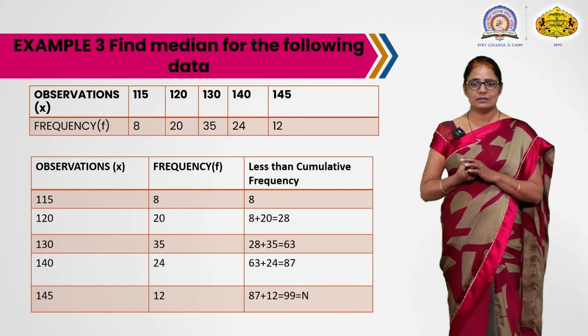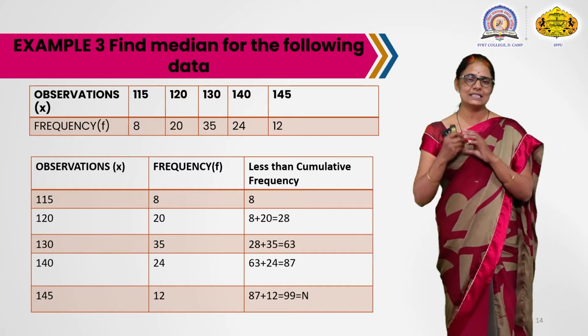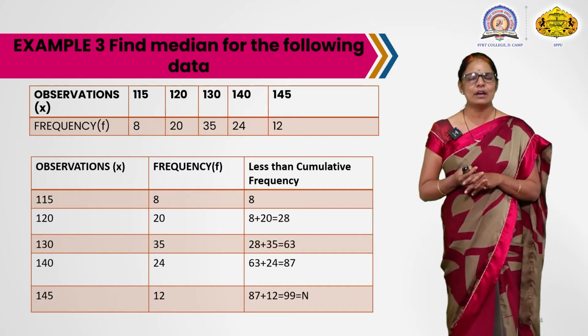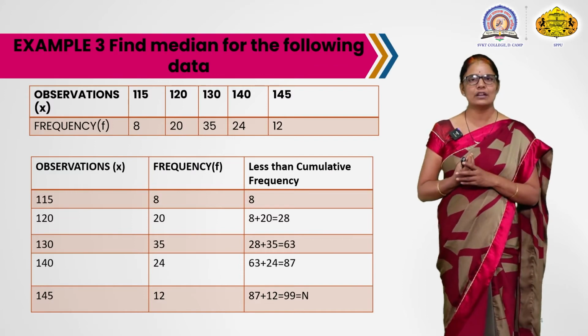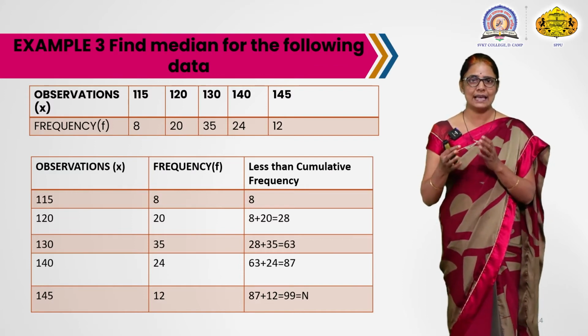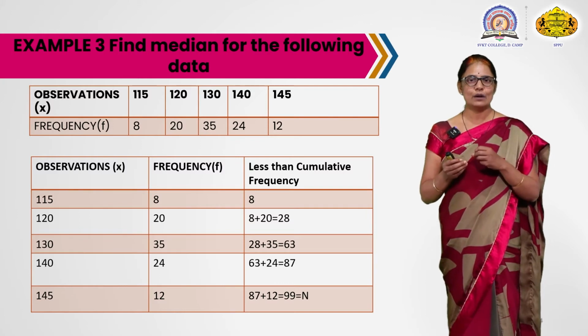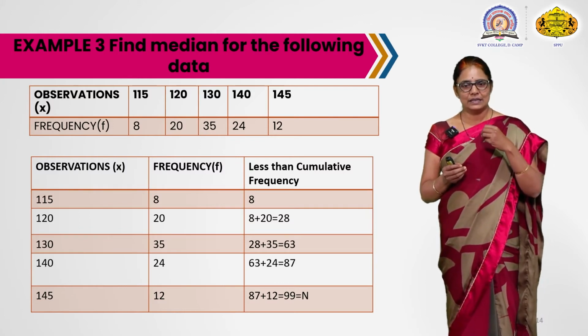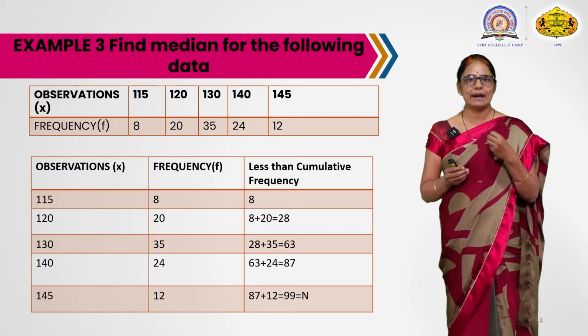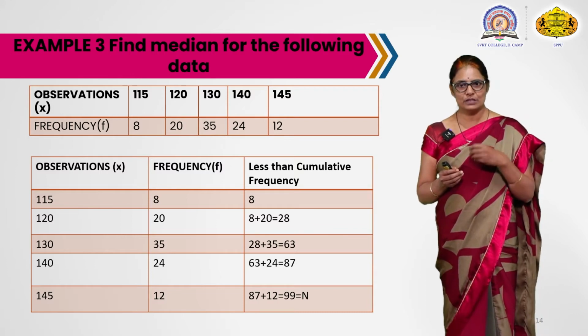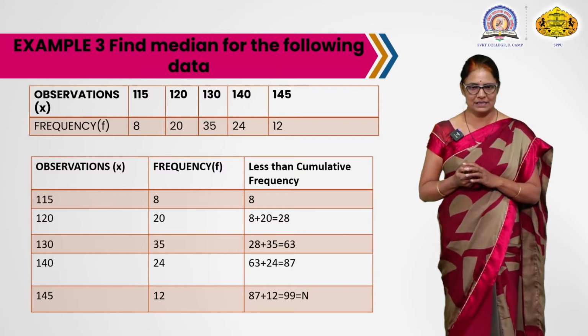Actually, the question arises in your mind: why do we have to calculate less than cumulative frequency if we can directly calculate capital N? But now see here, it is easy to find the n by 2 or n by 2 plus 1th observation from the less than cumulative frequency.